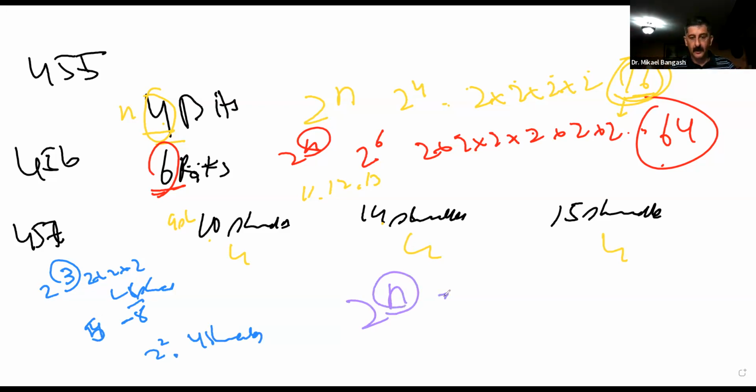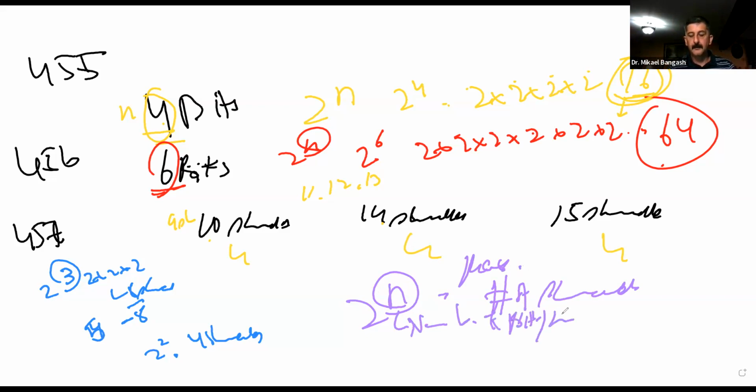So this formula, 2 raised to the power n, is going to give us the maximum number of sheets that the number of bits per pixel will be able to display. Clear?